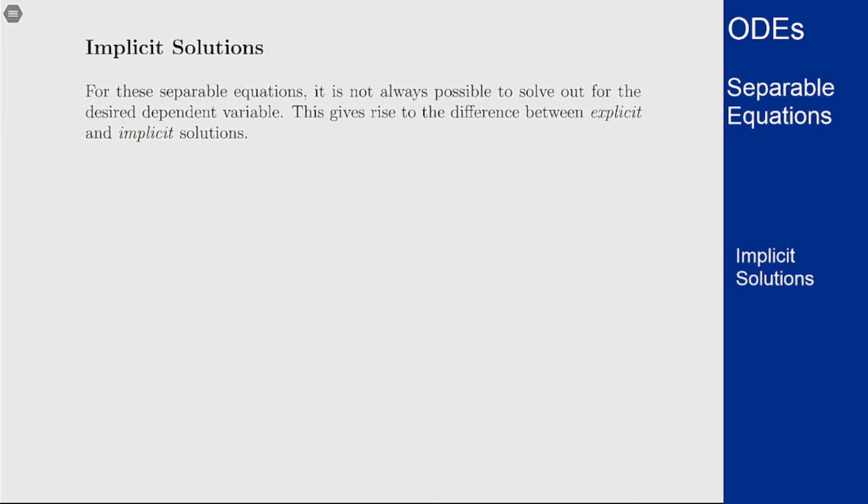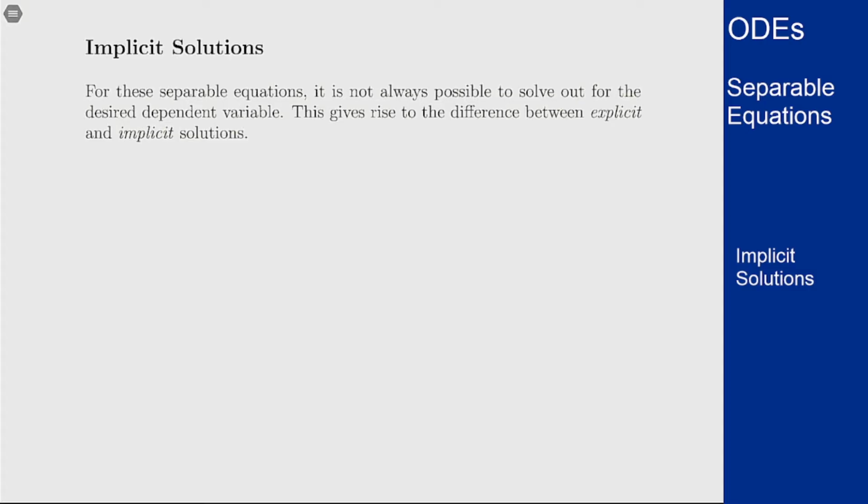In this video, we'll discuss implicit solutions, which sometimes are a necessity when it comes to solving separable equations. Ideally, whenever you're solving a differential equation, you'll always be able to write out the answer as an explicit function. So if we're dealing with y and x, you'd be able to write out y as a function of x. But sometimes that's just not possible. It happens a lot with separable equations. So this gives rise to trying to distinguish between explicit solutions and implicit solutions.